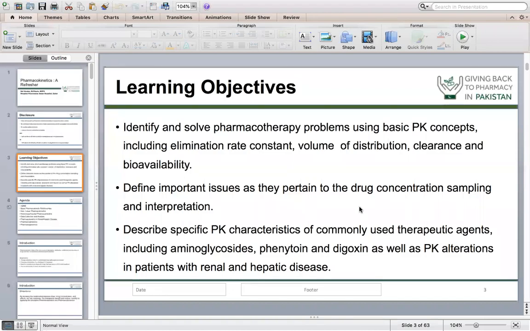pharmacokinetic concepts, including elimination rate constant, volume of distribution, clearance, and bioavailability. Then we'll discuss some issues pertaining to drug concentration sampling and interpretation. And we will also discuss specific pharmacokinetic characteristics of some commonly used therapeutic agents like aminoglycosides, phenytoin, digoxin. And lastly, we'll also discuss pharmacokinetic alterations in patients with some renal and hepatic impairment.